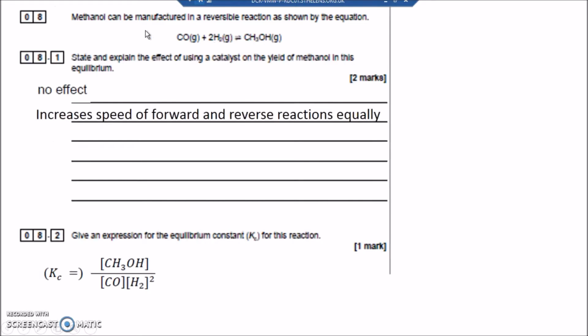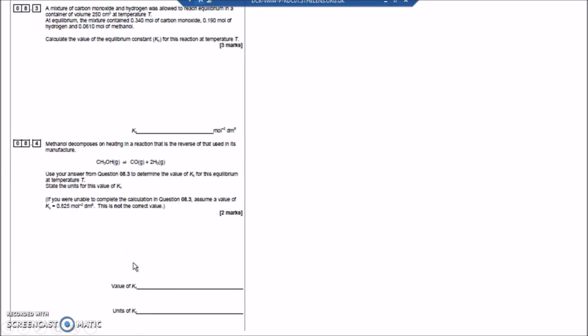The mixture of carbon monoxide and hydrogen is allowed to reach equilibrium in a container of 250 centimetres cubed at a temperature of T. So 250 centimetres cubed, divide by 1,000 to turn centimetres cubed into decimetres cubed, 0.025. At equilibrium, the mixture contained the moles of each of them. So the first thing to do, if you're going to work out Kc, is turn moles into concentration. Concentration equals moles divided by volume.